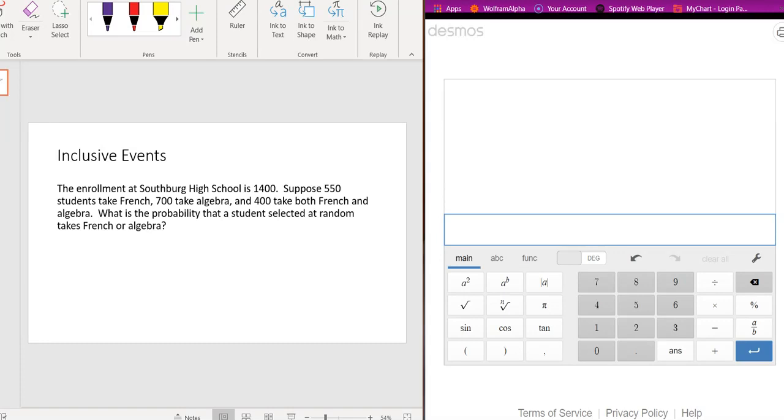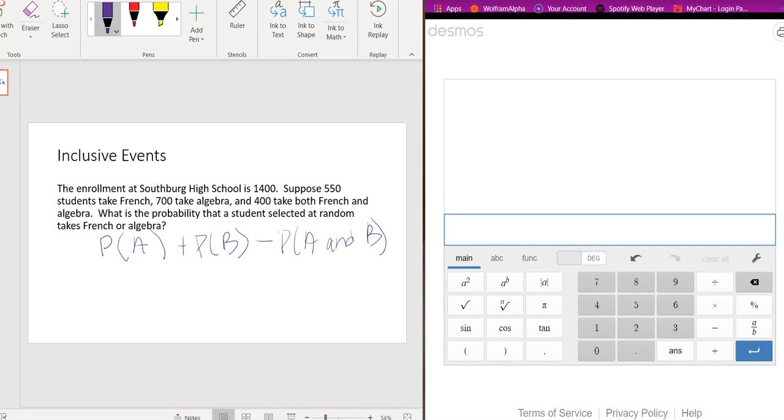Because these events can occur at the same time, they're considered mutually inclusive events. And so, in order to find the probability, we're going to have to find the probability of event A. We'll then add the probability of event B, and then we'll subtract the probability of A and B occurring.